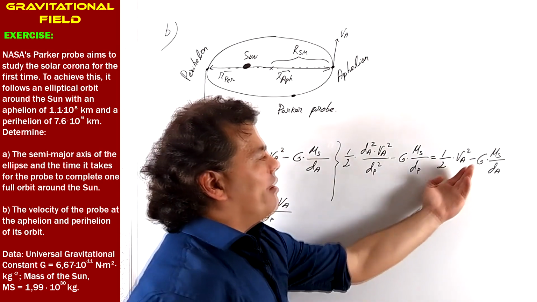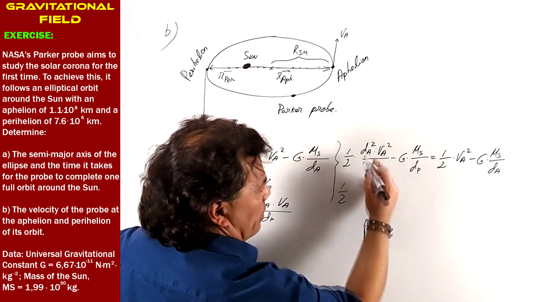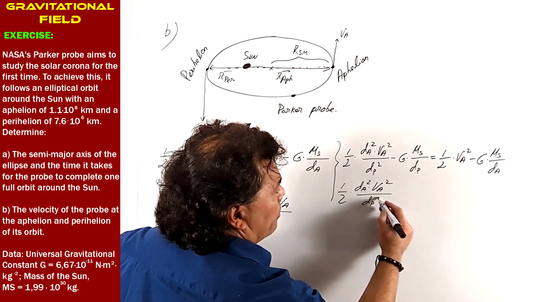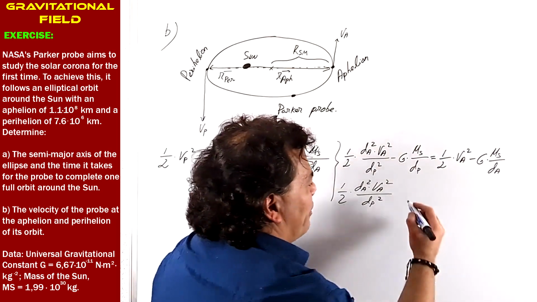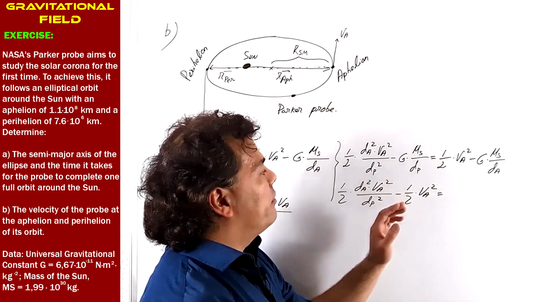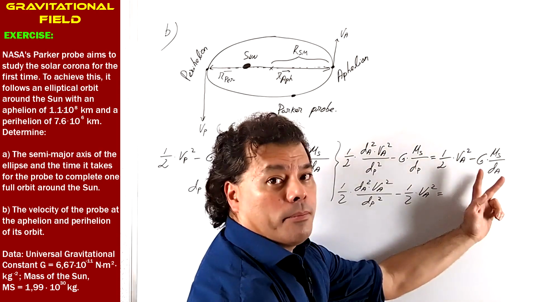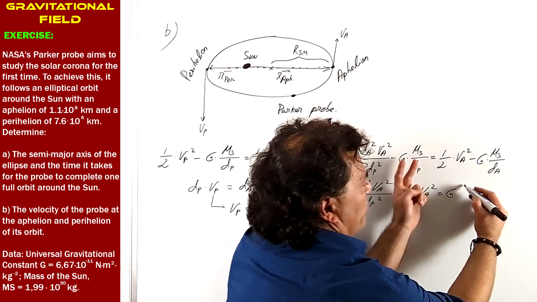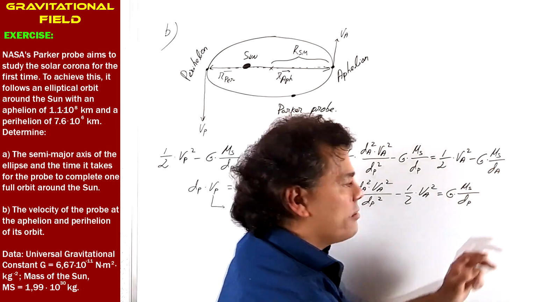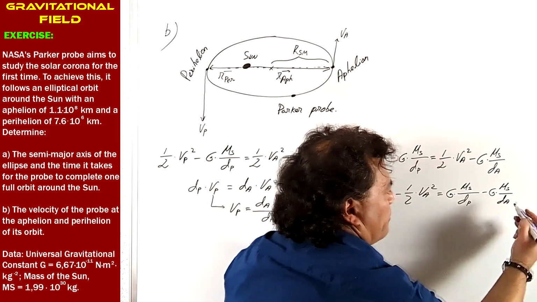Now it's time to bring the terms that contain Va to the left. 1/2 distance to the aphelion squared, velocity of the aphelion also squared, over distance to the perihelion squared, minus 1/2 the velocity of the aphelion squared, equals, and let's throw the terms without Va to the right, that is this one but in positive, G, the mass of the Sun divided by distance to the perihelion, minus G, the mass of the Sun, and the distance to the aphelion.